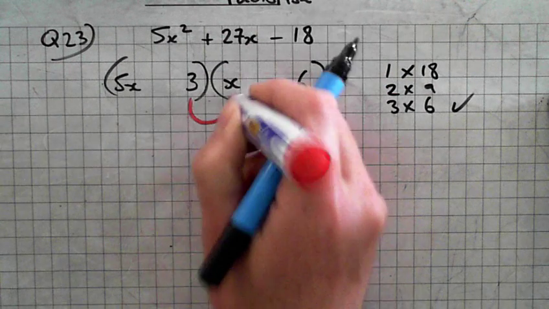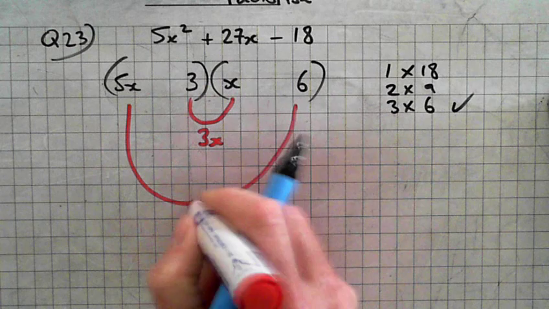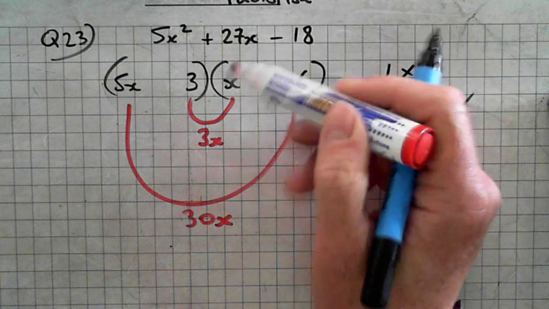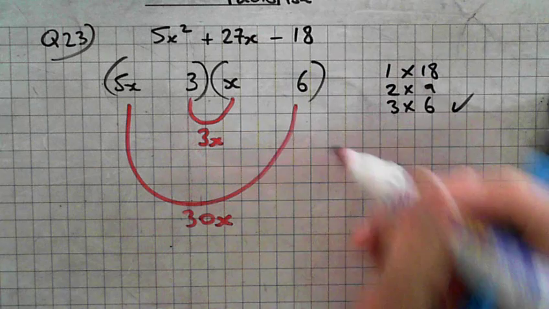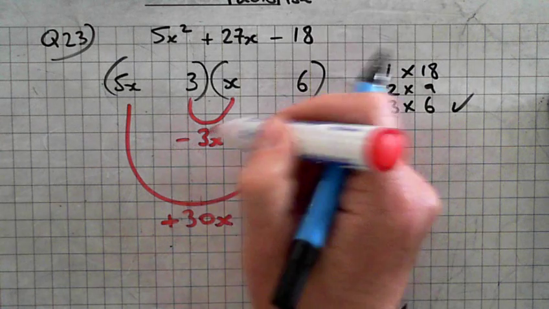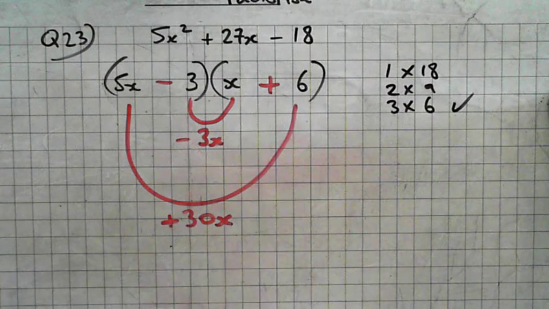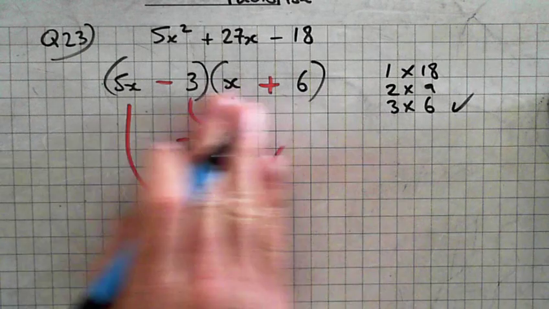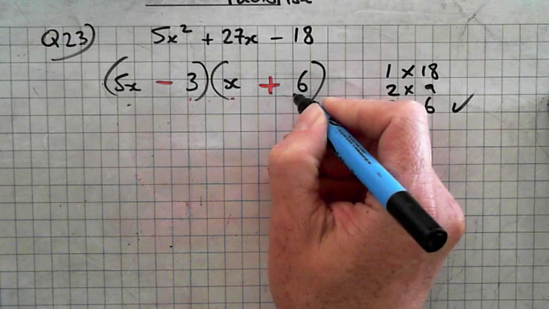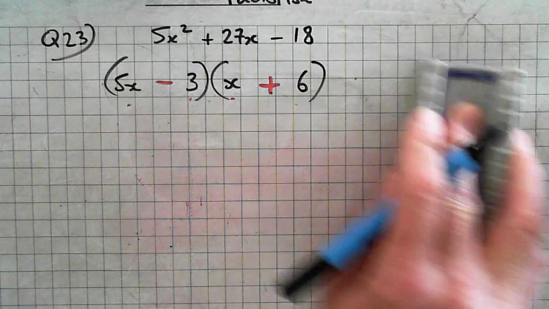And we'll do the test. 3 times x, 3x. 5x times 6, 30x. Is there any way I can use these two numbers to get 27? Plus 30 minus 3. So the top sign goes left, the bottom sign goes right. Okay. And the final test, minus 3 times plus 6. That gives me minus 18, that's correct. Okay, that's 23.